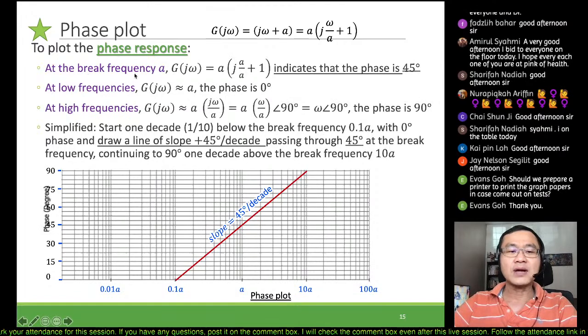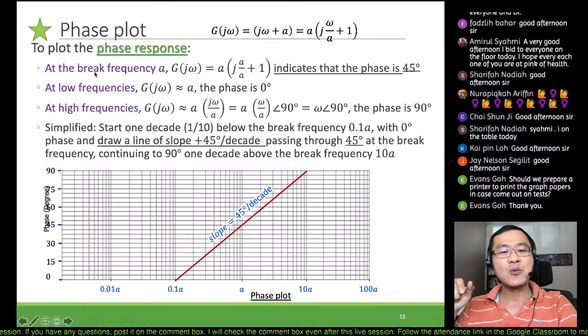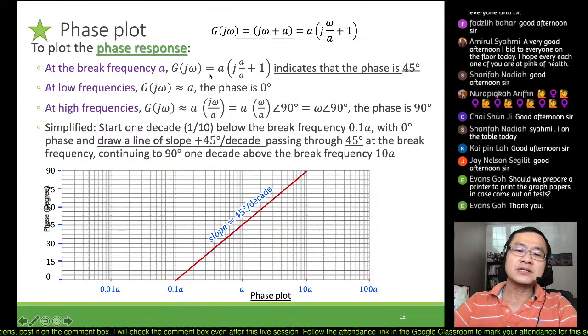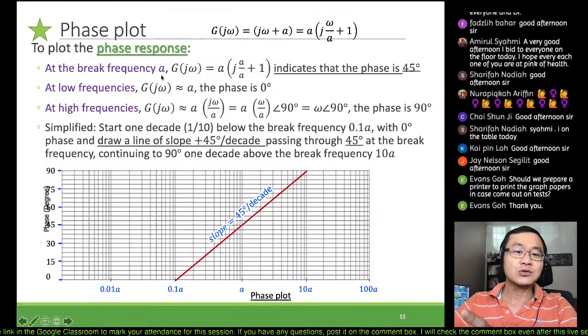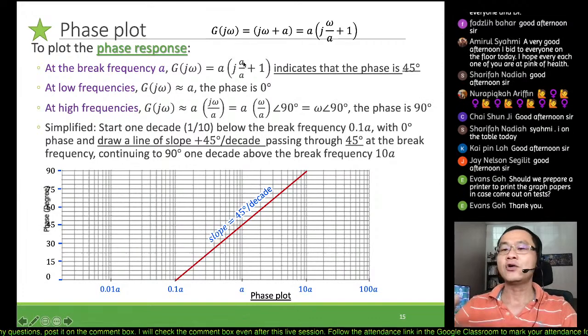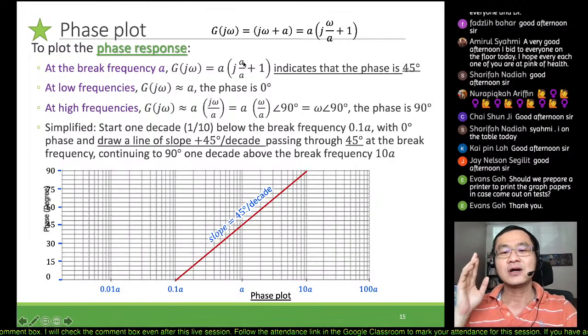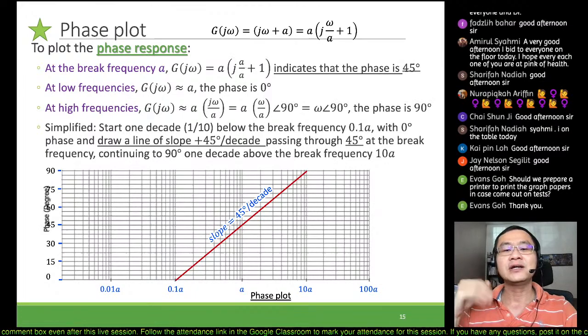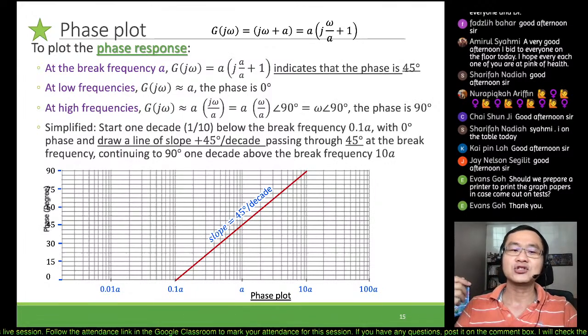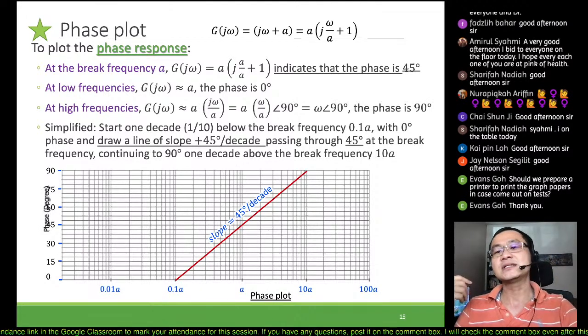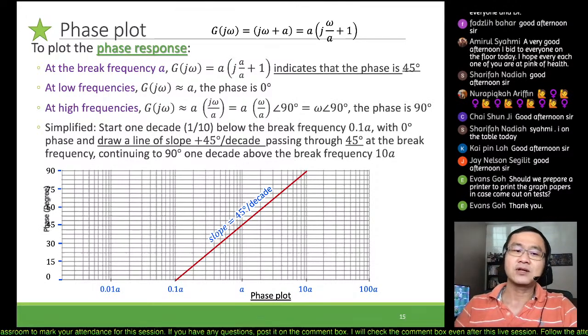we would also want to add the break frequency, the A value itself. Since our function is in this form, when omega is equal to A at the break frequency, we just replace omega with A. So A divided by A gives 1. If the imaginary coordinate is 1 and the real axis is 1, the angle is 45. So at the break frequency, the phase angle is 45 degrees.